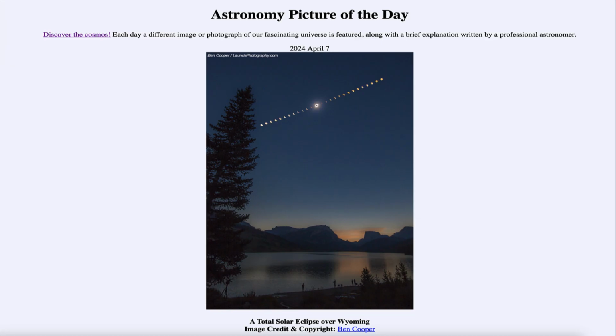So that was our picture of the day for April 7th of 2024. It was titled "A Total Solar Eclipse over Wyoming."